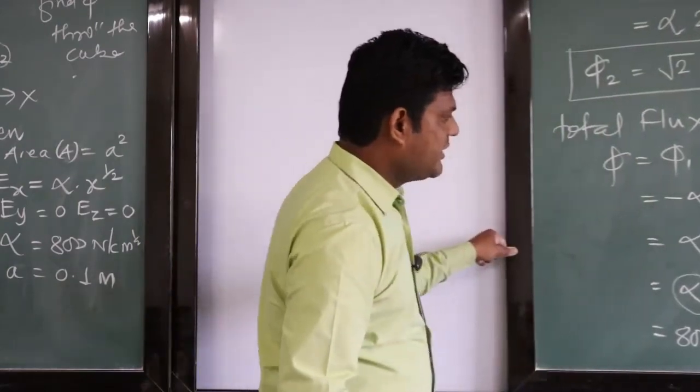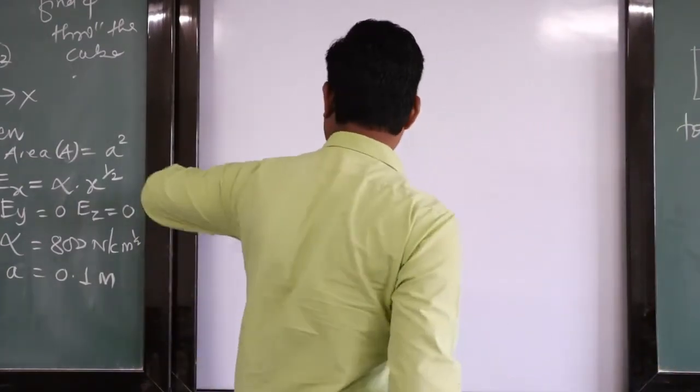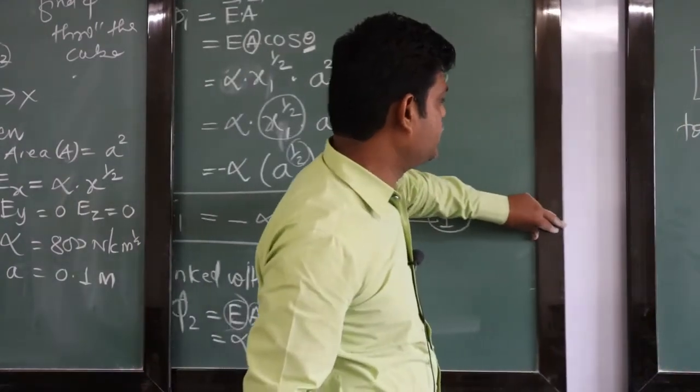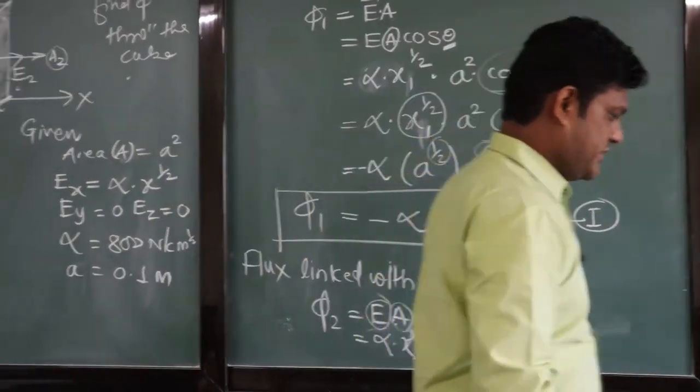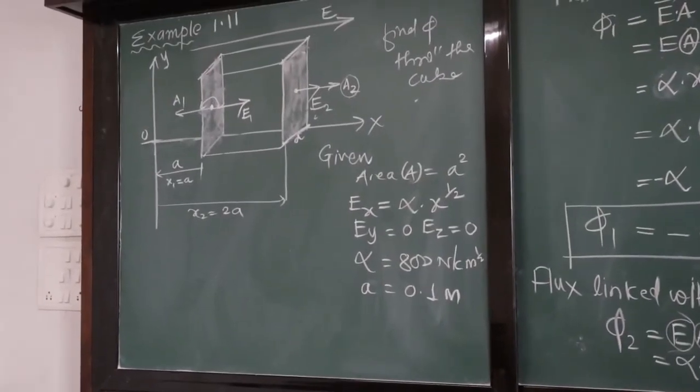So this is your numerical. We are going to simplify the numerical. First of all, you just take the screenshot of this, then we will see the next. Please take the screenshot.